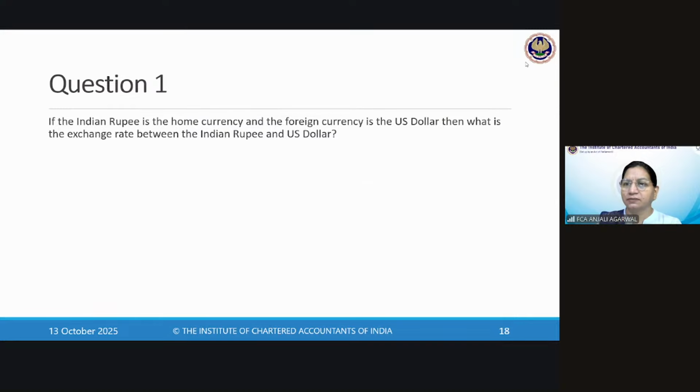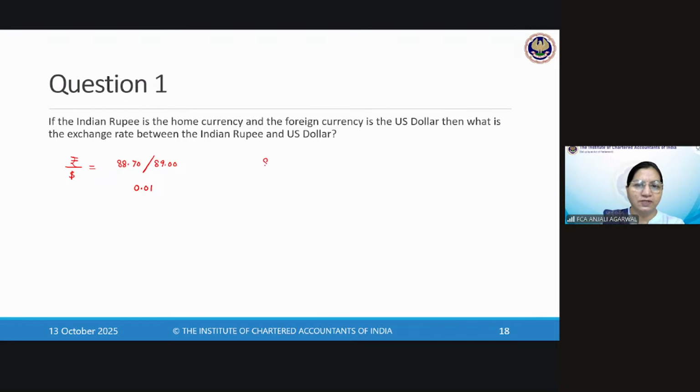Let's look at this question. You have the assignment, so let's start doing that. Indian rupee is the home currency and foreign currency is the US dollar. What is the exchange rate between Indian rupee and US dollar? We'll talk in terms of what the rate is at present. One way we can write is rupee by dollar. Let's say the current rate is 88.70. If you want to give bid and ask both, you can say 88.70/89.00. Here we have taken the pip points 0.01.